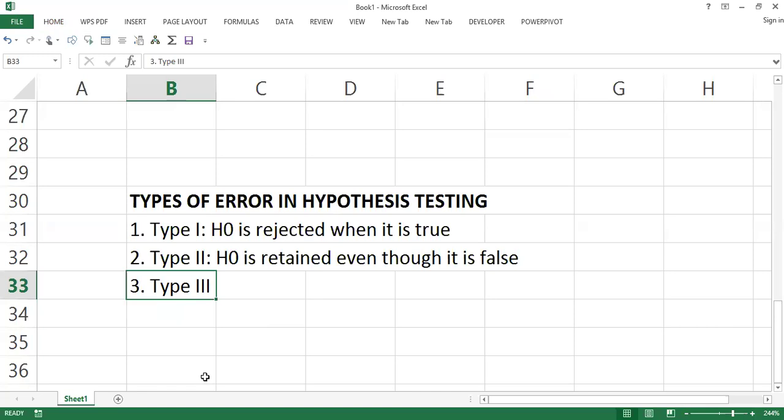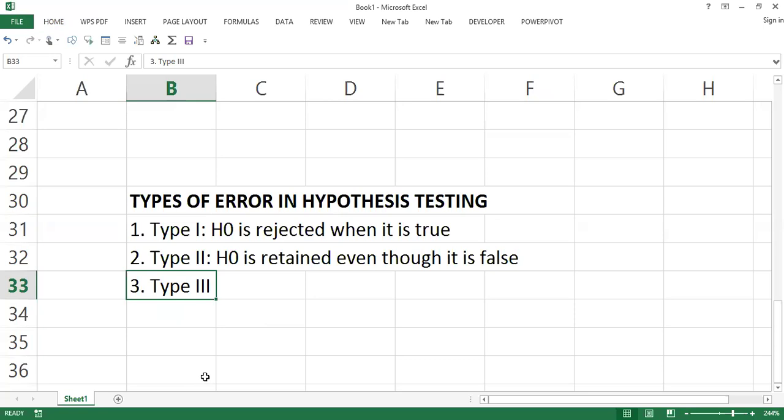Okay. So type 2 error is: H0 is retained, even though it is false. Well, or you could have said accepted. Even though it is false. That's it.